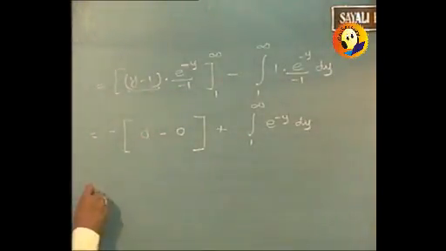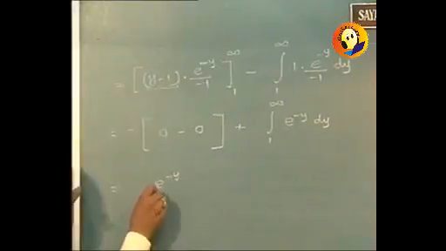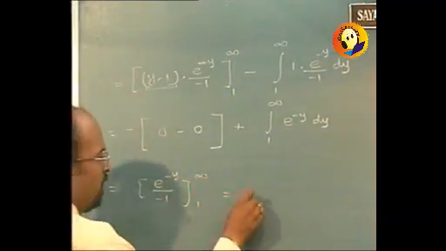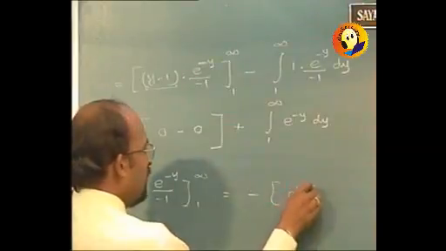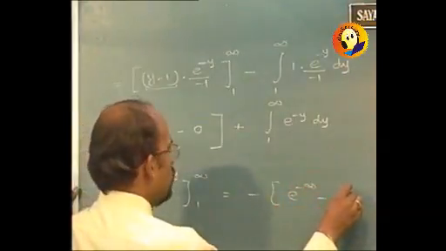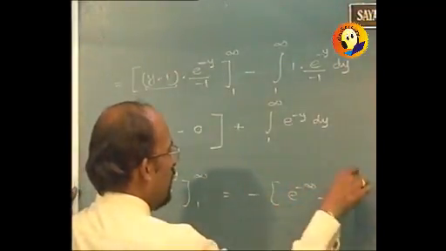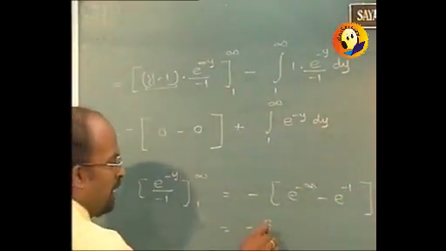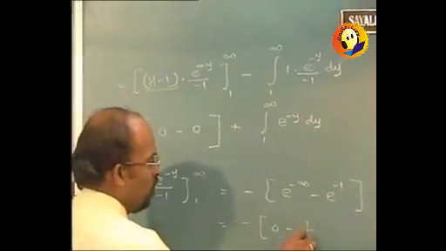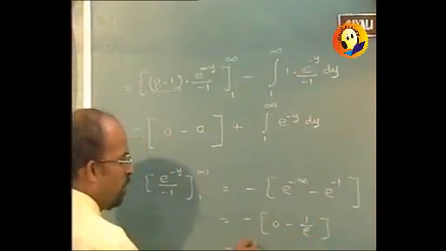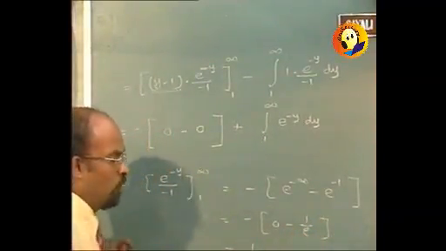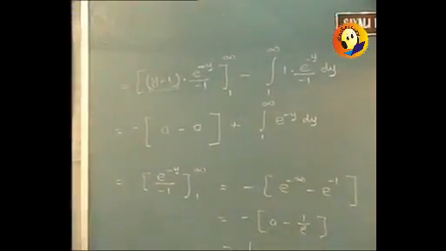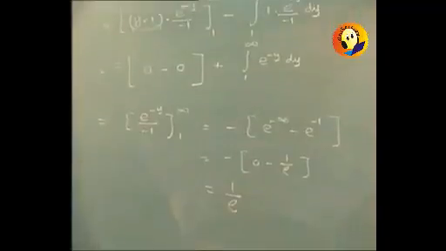So we get it as, after integration, e raised to minus y upon minus 1 within limits 1 to infinity, it will be minus of e raised to minus infinity minus e raised to minus 1, and as we substitute it will be minus into bracket 0 minus 1 upon e, minus minus plus, answer comes out to be 1 upon e. Answer for the third problem is 1 upon e.